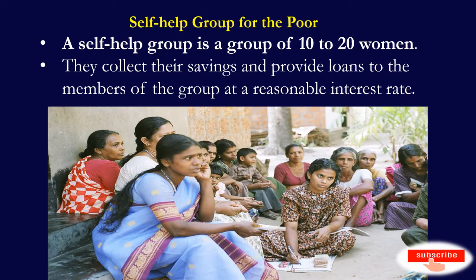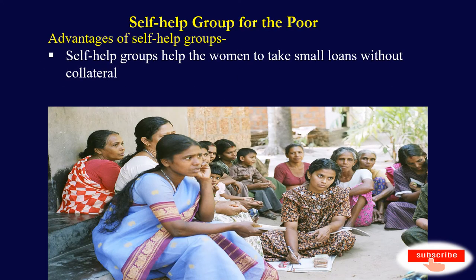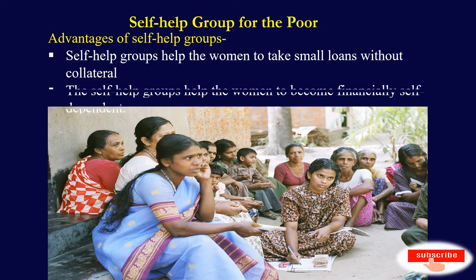The repayment of loan is not only the responsibility of 1 or 2 members of the group, but all the members of the group are responsible for the repayment of loan. Thus, the self-help groups are very helpful. They help the women to take small loans without collateral. Women get loans at reasonable interest rates for a variety of purposes like buying seeds, fertilizers or cattle. Thus, the self-help groups help the women to become financially self-dependent.